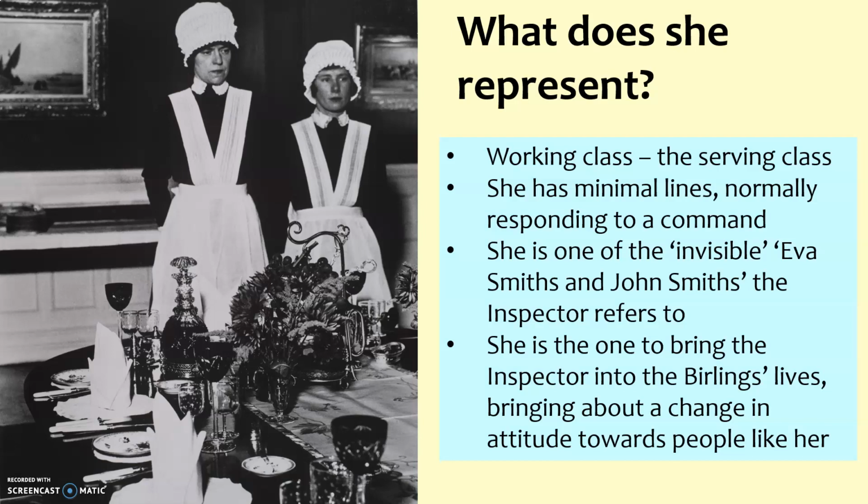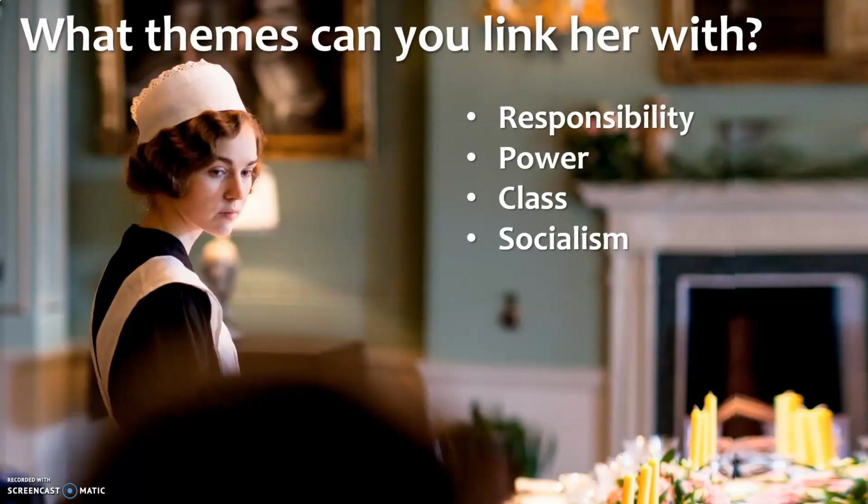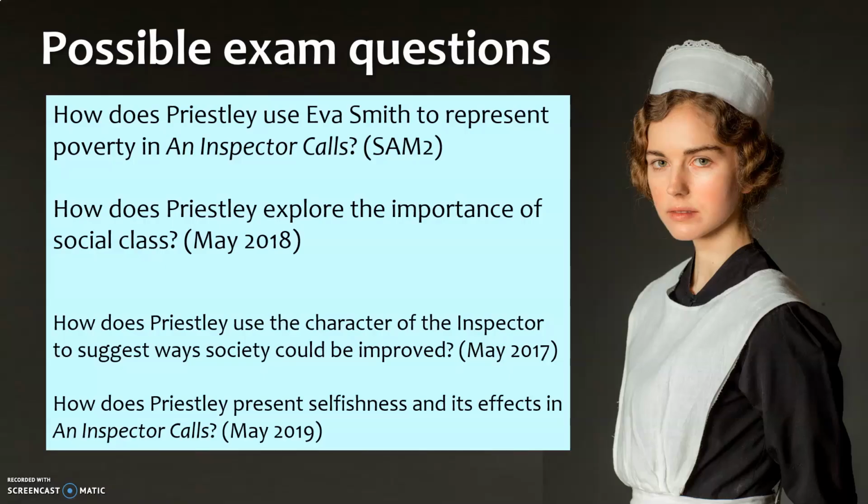So although she isn't Eva Smith, she's like her in the sense that she is having to work hard for probably very little pay, while the upper classes sit back and relax. And yes, that's what they're being paid for, but they're being used, they seem to be almost not human in the sense they're not mistreated, but they don't have that identity. She's the one who brings the inspector in, and she's the one who therefore helps bring about a change in their attitude towards people like her. So you could link her with responsibility in the sense of the family starting to learn to take responsibility for their actions towards others. Others would be people like Edna. The lack of power she has, the fact that she's working class, and that socialist idea that she's the one who a change in society could really help.